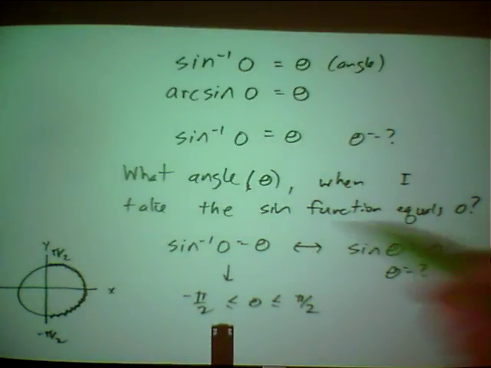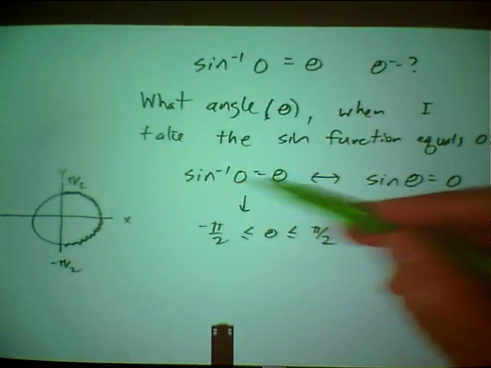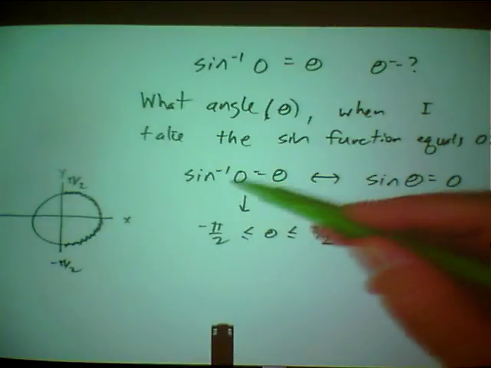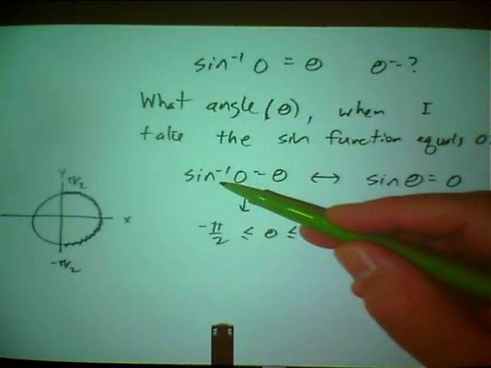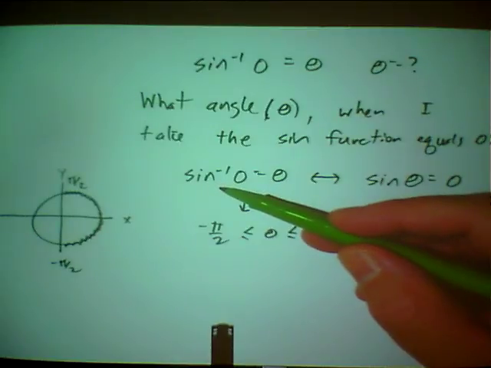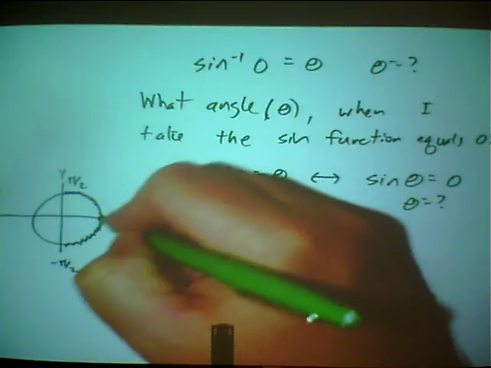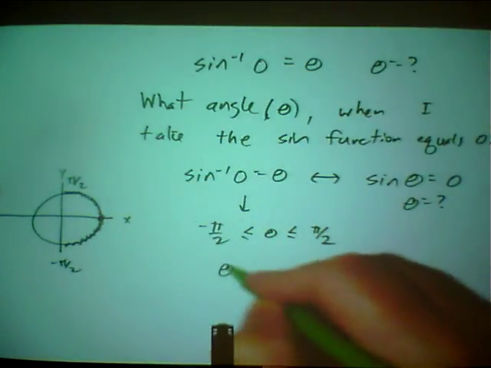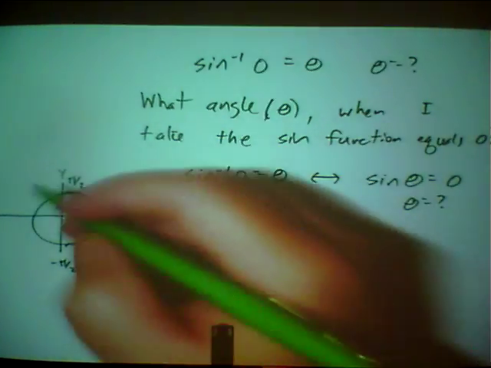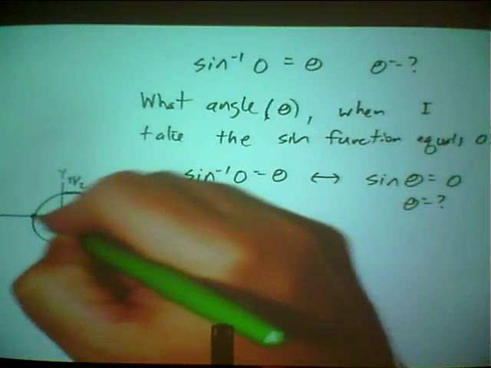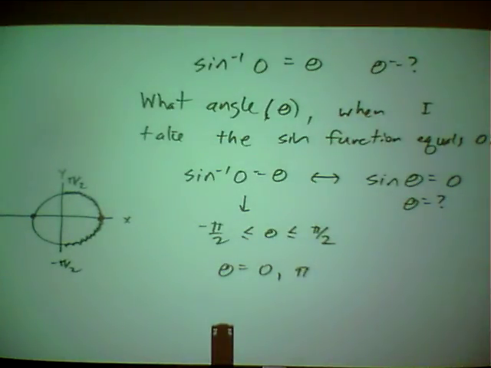So for instance, let's go ahead and think about the problem we're now doing. The question is, what is the angle where the sine of that angle would be 0? And actually, on the unit circle, there's two places. I would say when theta is 0, and also over here when theta is pi.